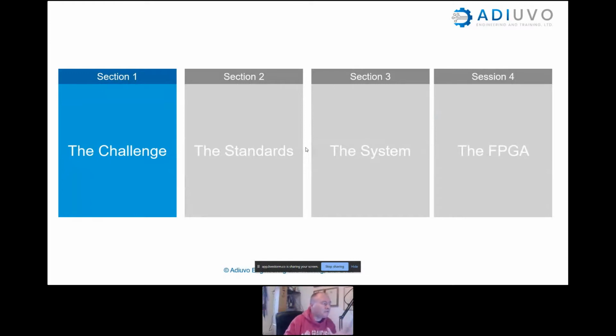We're going to run through a few sections today. The first section is the challenges. What challenges our system? What really causes our systems to fail? We're going to take a little bit of a look at our standards and the systems that we can use in there. Then we're going to take a look at some elements of the systematic level design that we can use, and then finally how we can implement those in our FPGAs.